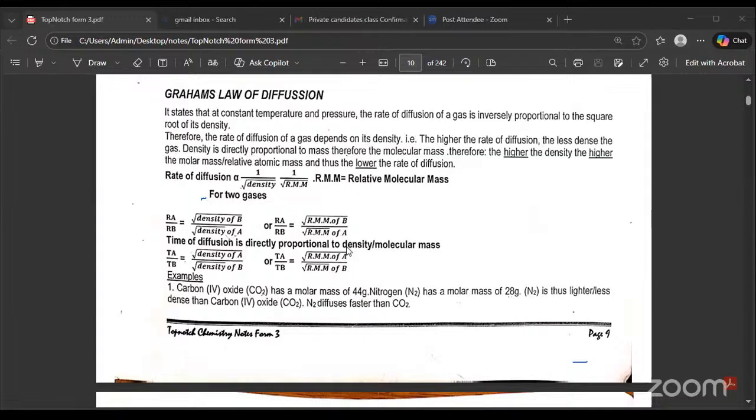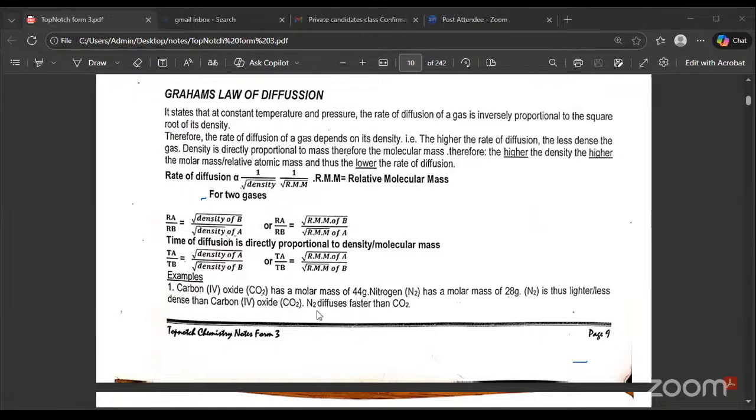Now, about density and how gases diffuse. Here they said nitrogen is lighter, which means less dense. When we talk about lighter, we mean less dense than carbon dioxide. So because it is lighter, nitrogen will diffuse at a higher rate than carbon dioxide. That one is very important.